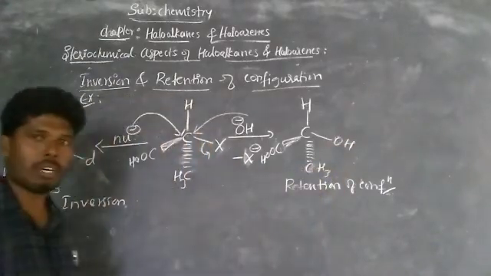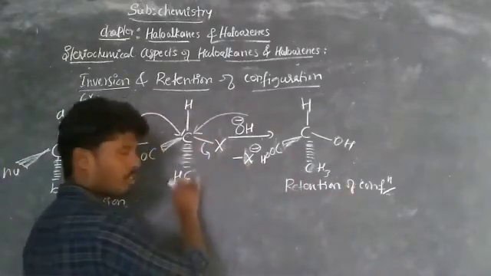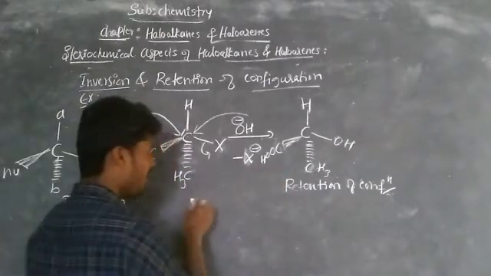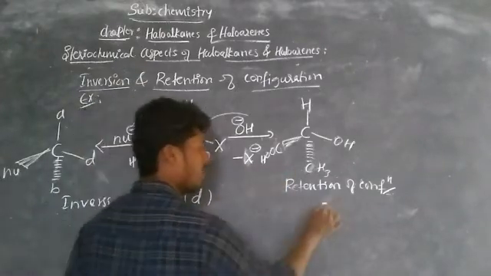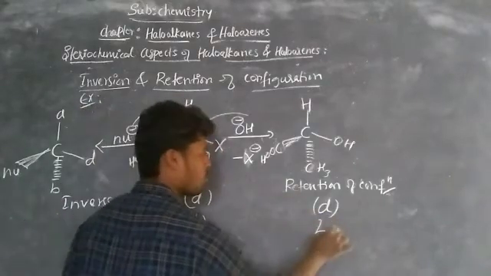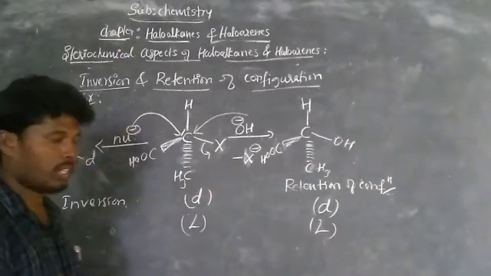Right, so what is this called? Lactic acid. You get a retention. The configuration will be the same. Whatever configuration is here, the same you get. If it is D, you get the D isomer only. If it is L, you get the L isomer only. This is the retention of configuration.